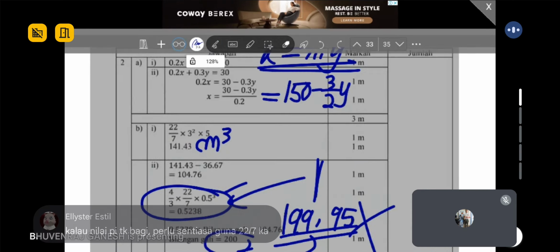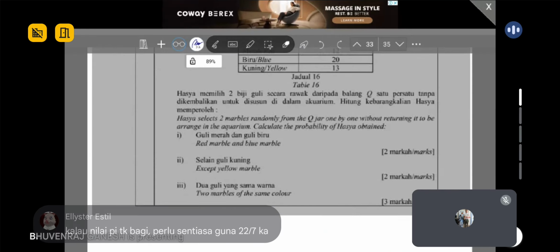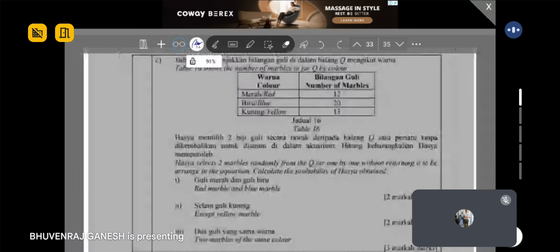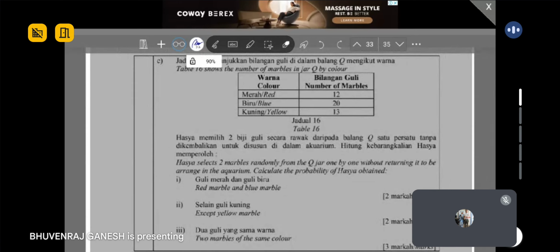Alright. So now come to your favorite topic, guys. Probability. Siapa suka bab ni? Kebarangkalian. This question is for you. 7 marks. Kalau nilai pi tak bagi, biasanya saya akan suruh tekan pi dalam kalkulator. Simbol ni, guys. You just press your shift and then your bottom pi. Usually if they never give value, just use the calculator pi.